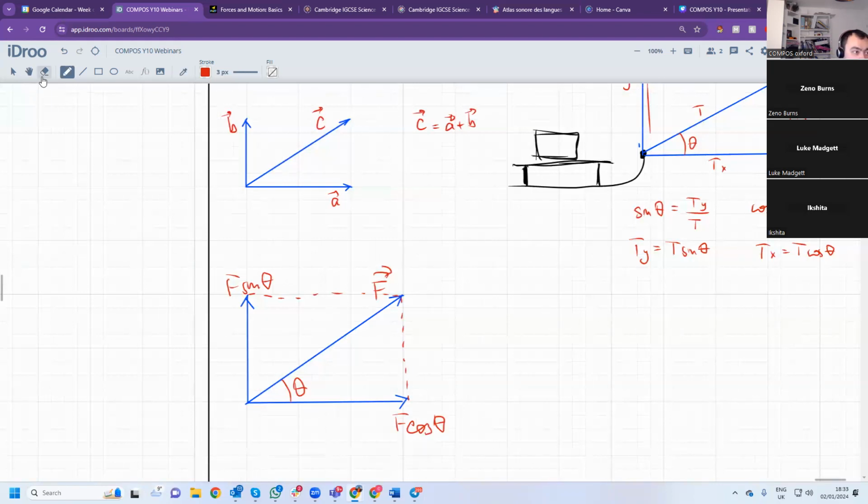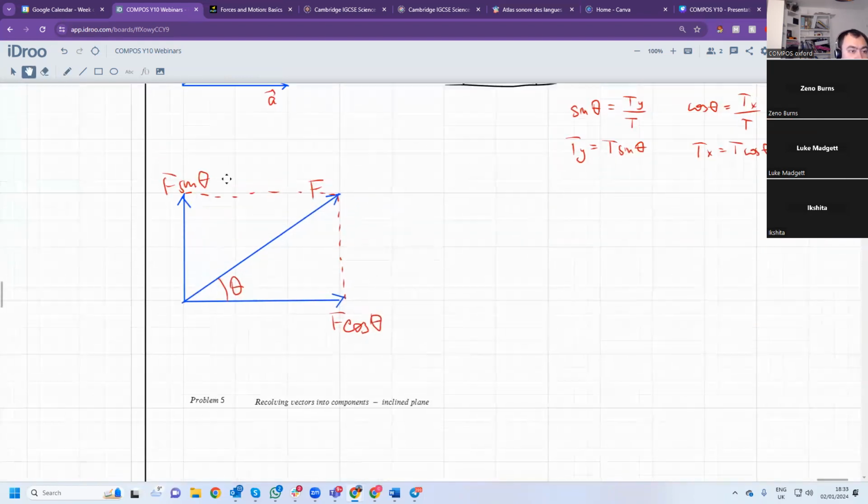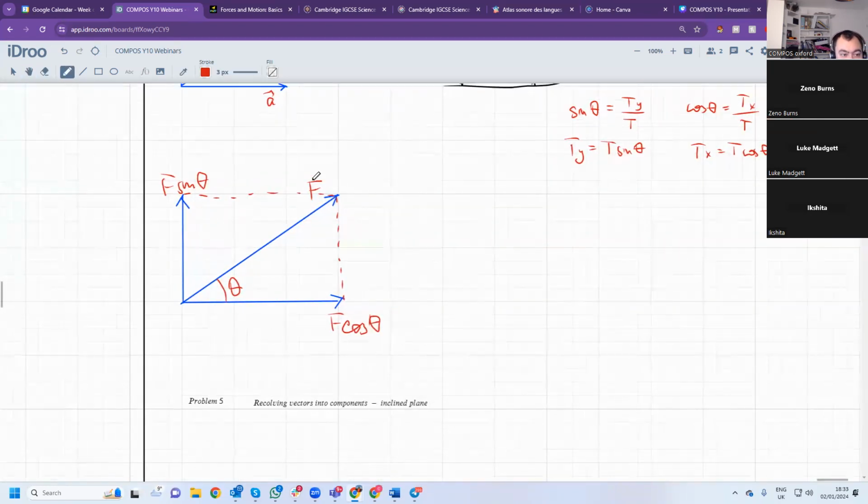Of course, we're talking about the magnitude of the vectors. When I don't write the arrow, I usually mean the magnitude of the vector. Does that make sense? On a scale of 0 to 10?